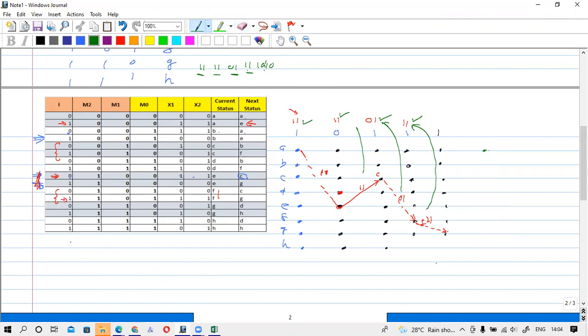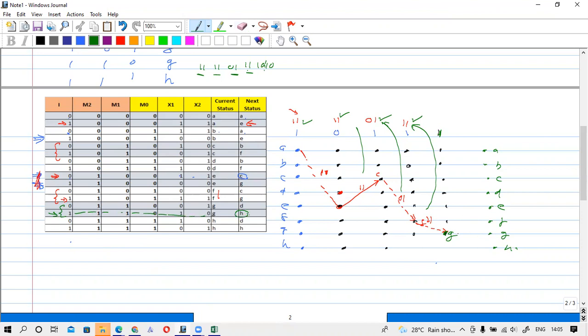I will write it again here. A, B, C, D, E, F, G, H. Now you can see that you are in state G. So this is the state. Now you are here, state G. And what is the input? Input is 1. So we have input 1, that means this case. So we will move to the next status, H.